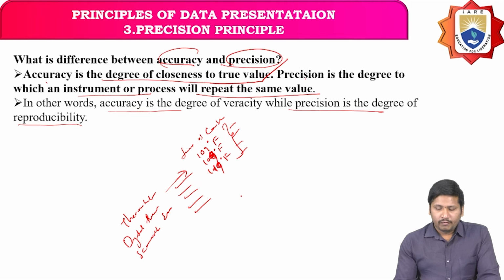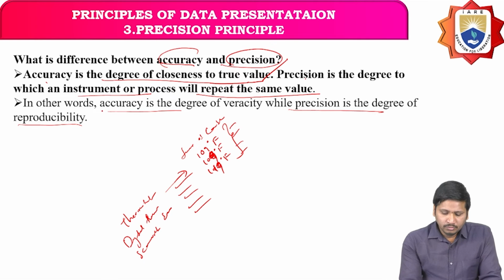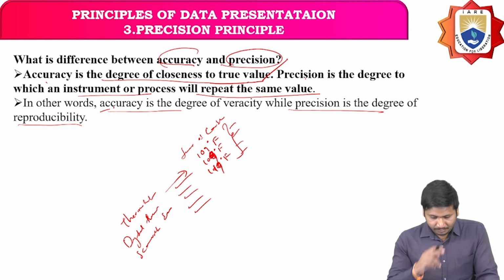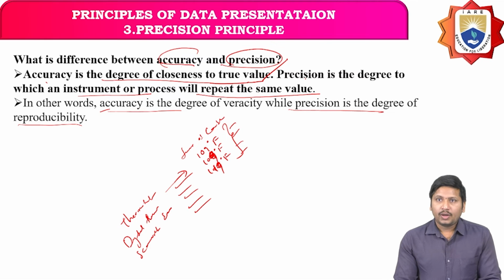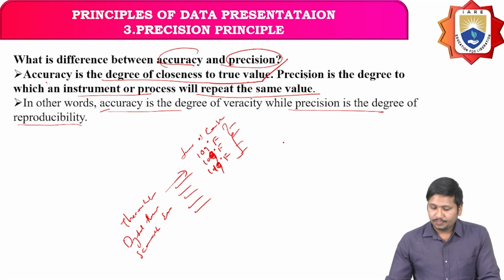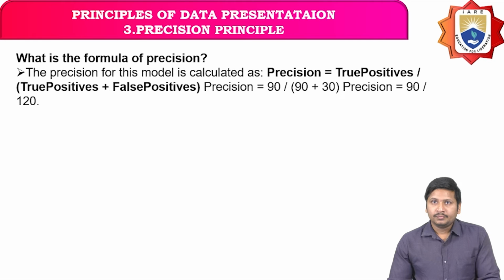So in other words, accuracy is the degree of veracity, while precision is the degree of reproducibility. So these are the differences between accuracy and precision.